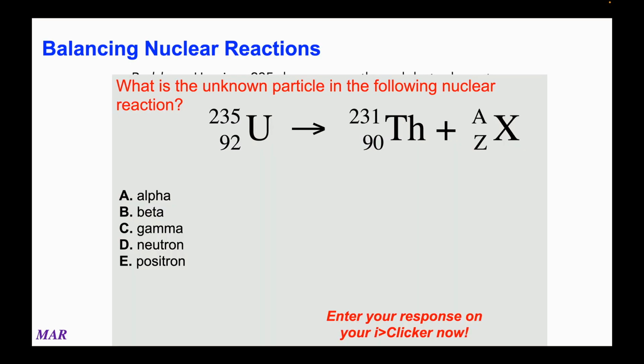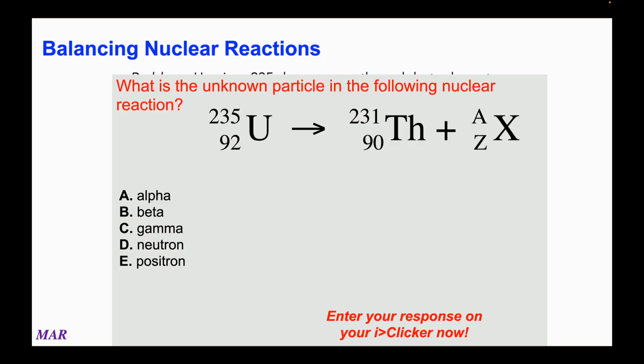Here's a reaction. It's uranium-235, but it has a different decay. It's breaking down to thorium-231 and some other mysterious product, and it wants to know what the unknown particle is. So in this problem, we'll do the same thing. All the numbers in the lower parts have to equal each other on both sides of the arrow. Same thing for the upper numbers.